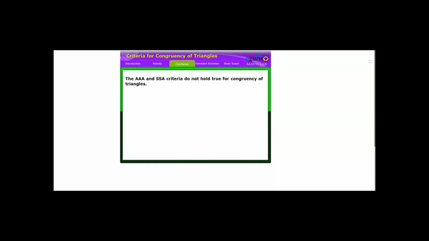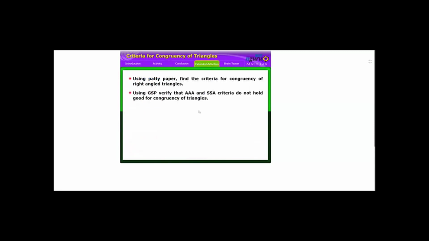So, therefore, AAA and SSA criteria will not hold true for congruency. In this, you got SSA, in the second one, the patty paper. So we can say that it does not hold good for this one, AAA and SSA. You have to do this activity and then only see.